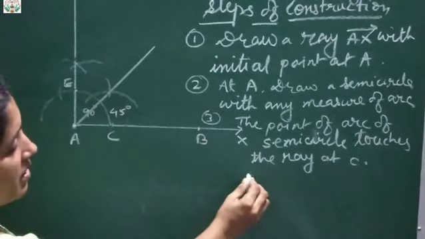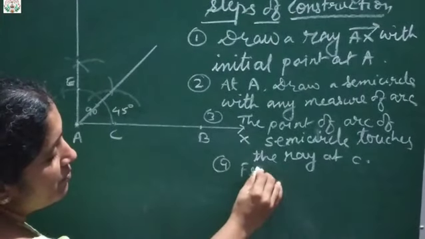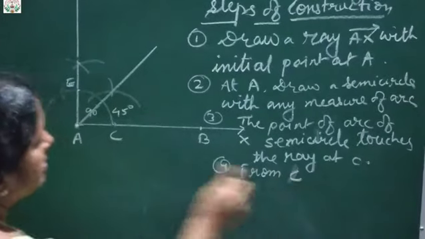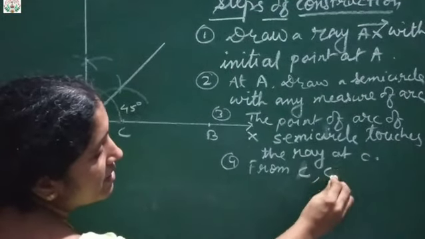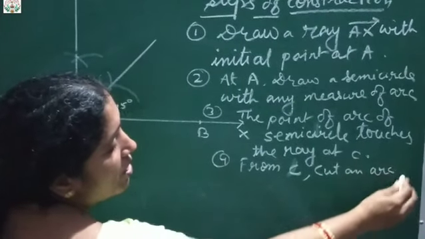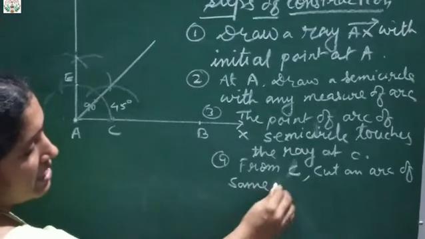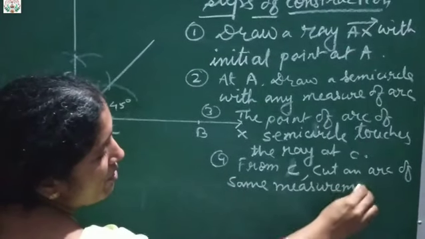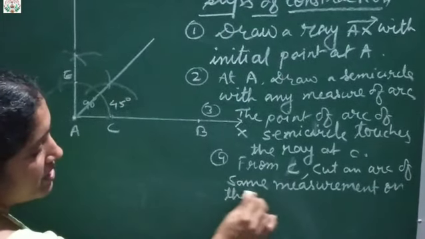So now from C, fourth point, from C, cut with the same measurement arc, cut an arc of same measurement on the semicircle.